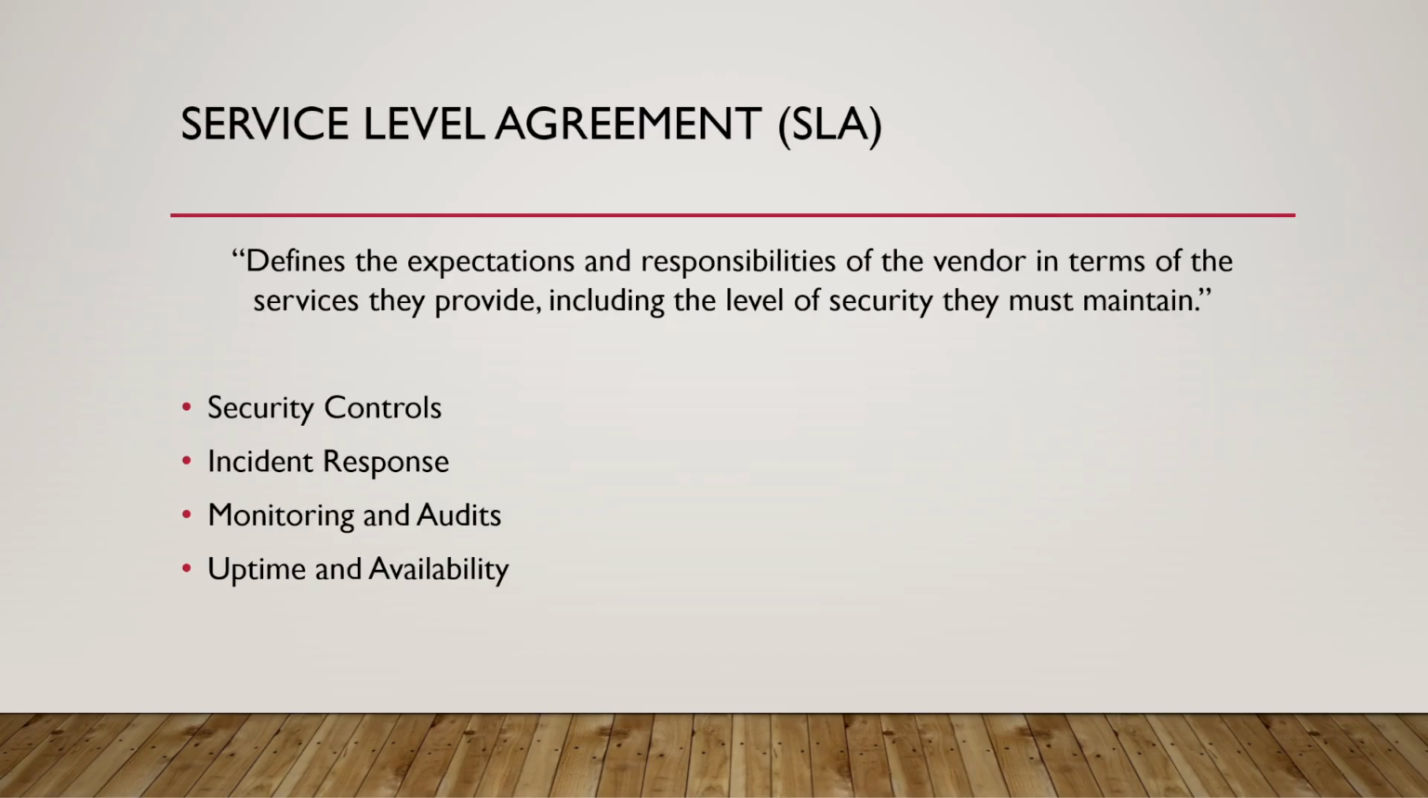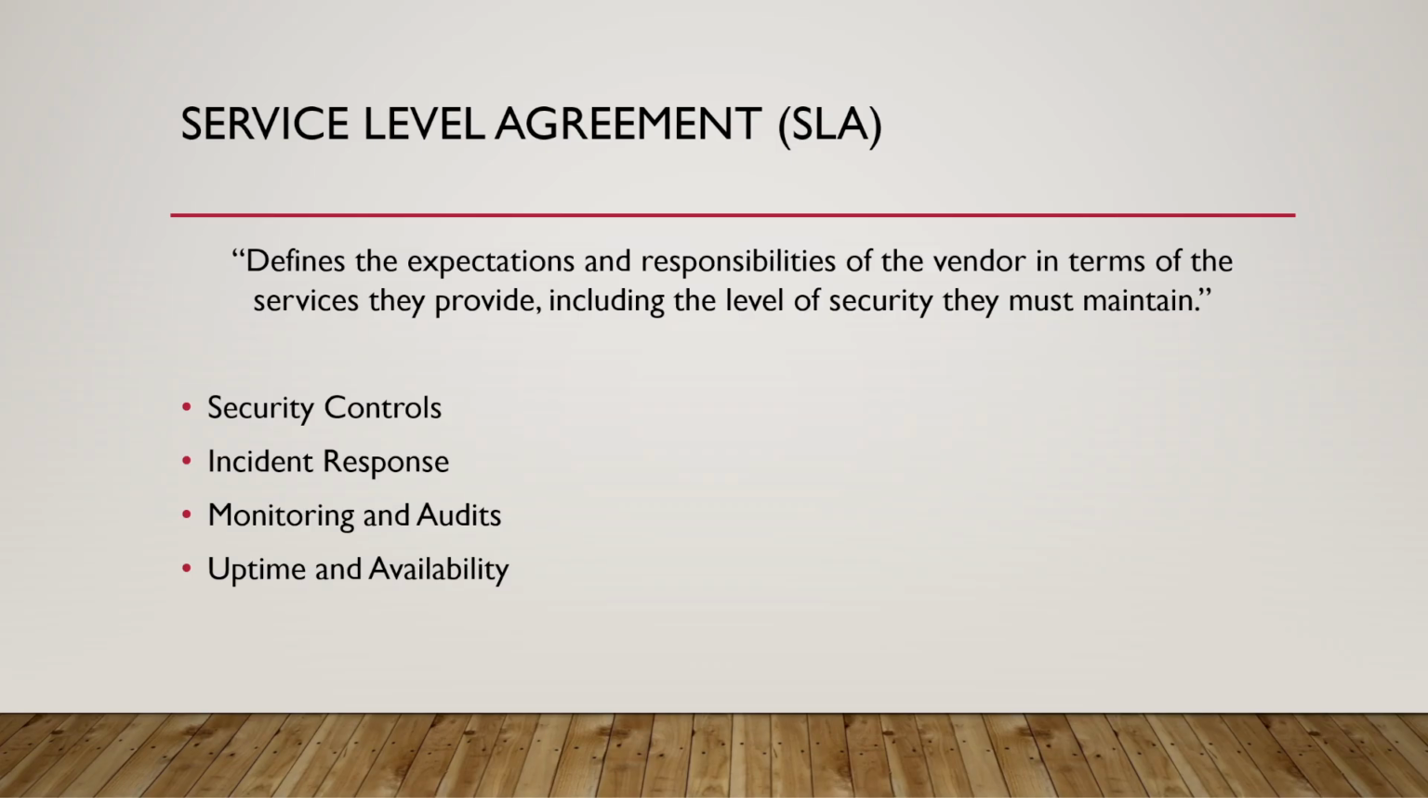So first we have the SLA. The SLA is a contract that defines expectations and responsibilities of the vendor. And this is going to tell us what services they must provide and what level of security they must maintain. And a lot of times there's performance metrics on here. There's a lot of key pieces here. For one, there's going to be the security controls, like the vendor must implement encryption, access control, or even vulnerability management software.